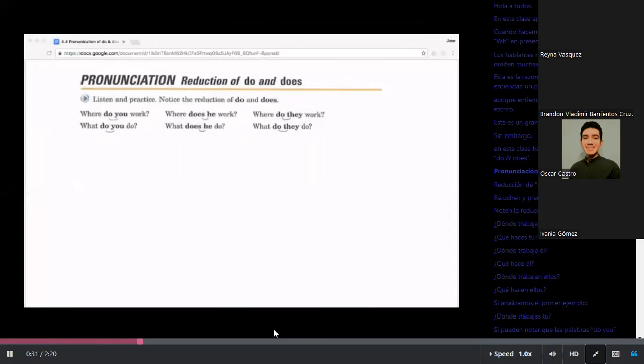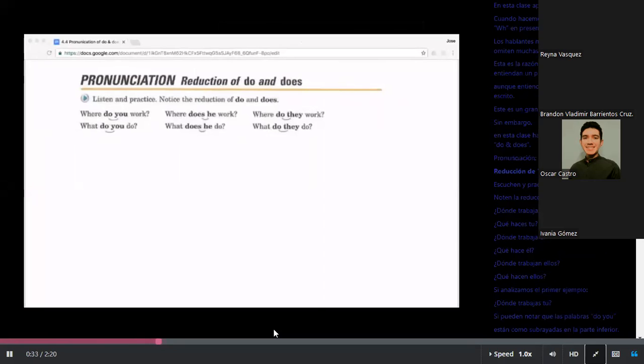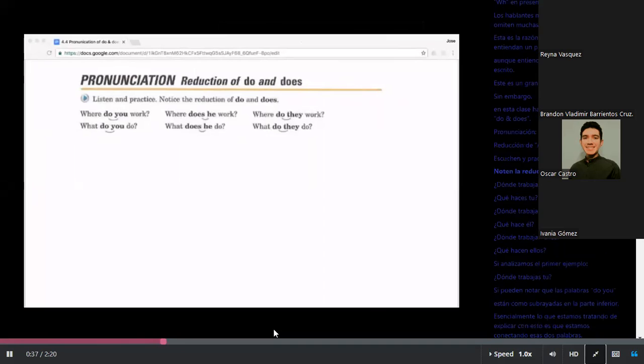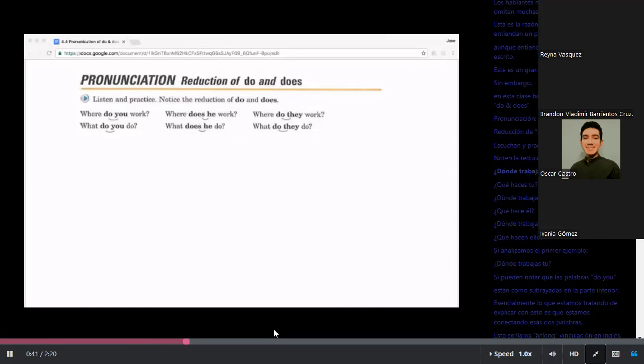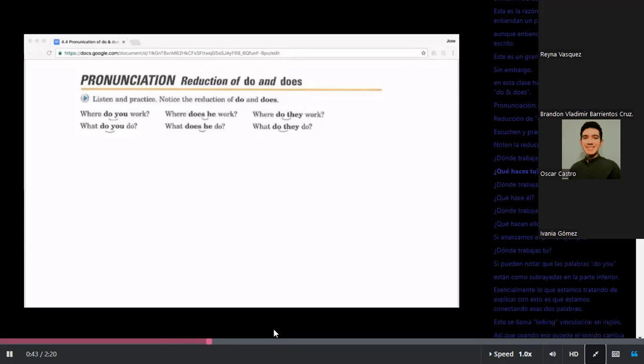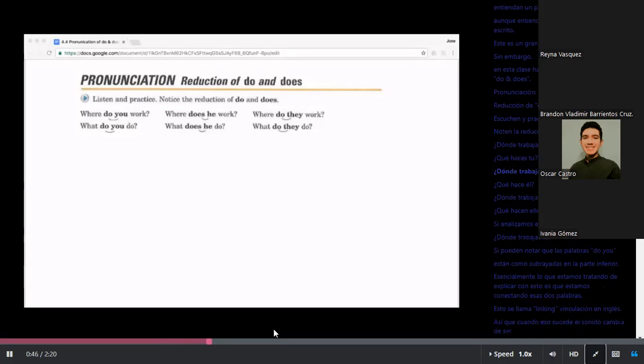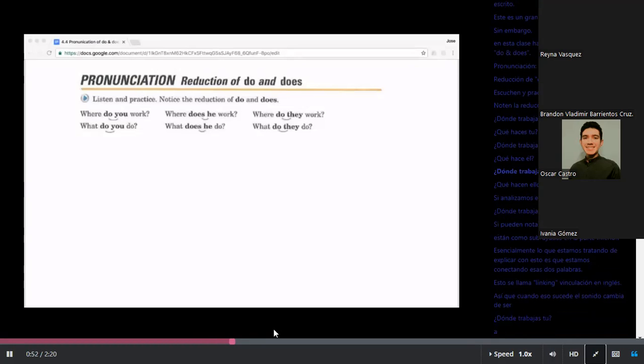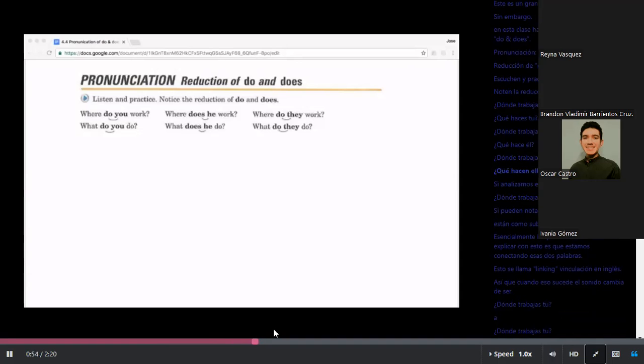Pronunciation. Reduction of do and does. Listen and practice. Notice the reduction of do and does. Where do you work? What do you do? Where does he work? What does he do? Where do they work? What do they do?